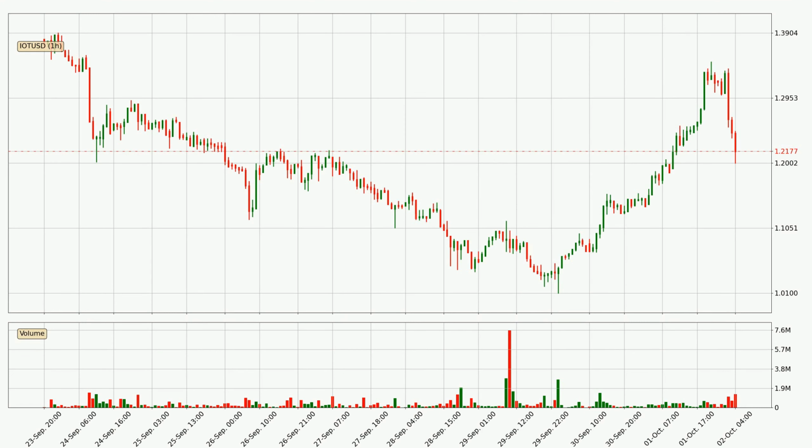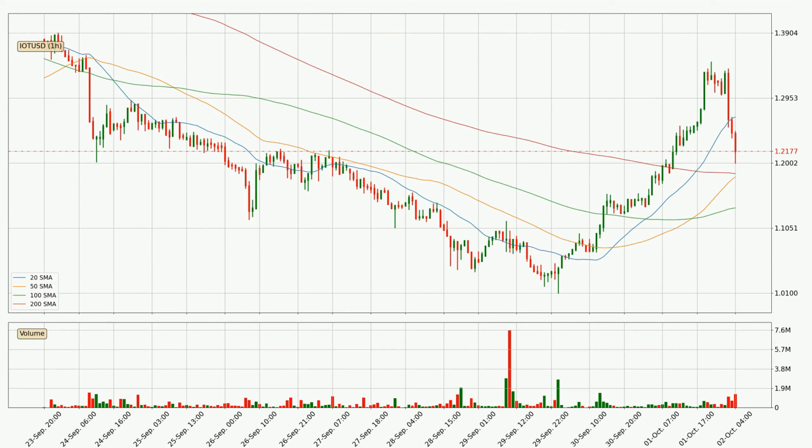By taking a look at the hourly time frame for IOTA, the price moved up around 3.2% in the last 24 hours, with a current price of 1.22. And the volume wasn't especially high, so this move wasn't very strong.